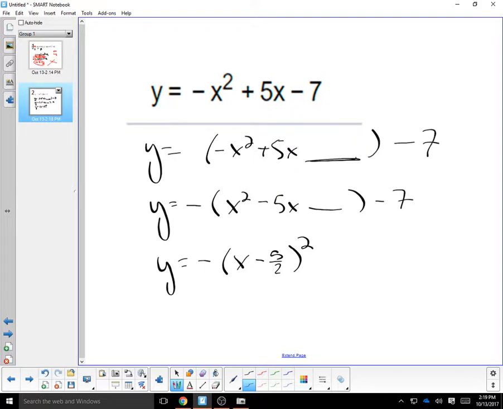Now, to complete the square, I have to take that negative 5 halves and square it. So, negative 5 halves squared is positive 25 over 4. Correct? Yeah. So, I've just added a new number here to complete the square. How do I balance this equation? I'm going to add 25 fourths to the same side.